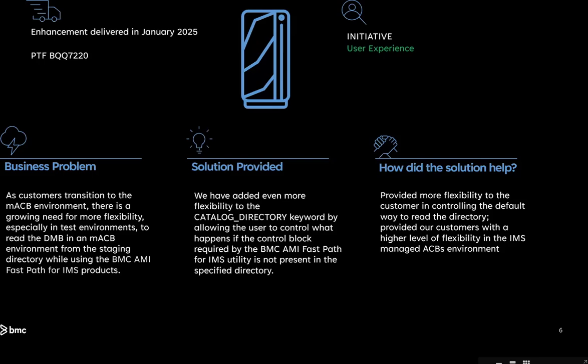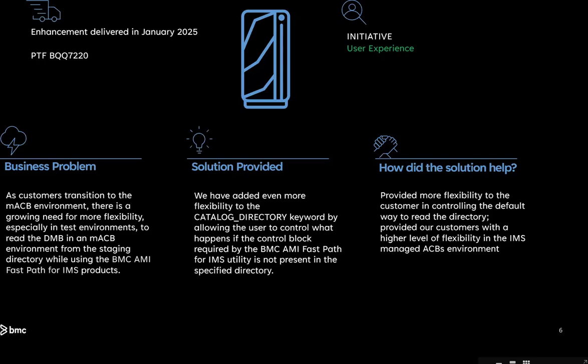So as customers transition to the IMS managed ACBs environment, there is a growing need for more flexibility, especially in test environments, to read the DMB in an IMS managed ACB environment from the staging directory while using the BMC-AMI fastpath for IMS products. Here I am saying BMC-AMI fastpath for IMS products, but it's not related only to fastpath. It should also cover the full function suite of products. This particular customer was interested in having us deliver a solution for their fastpath products, which they were using, so I've just stuck to fastpath for IMS products over here. It should actually cover the full gamut of full function and fastpath products.